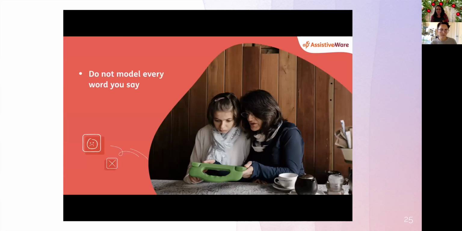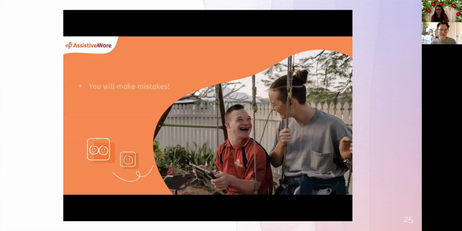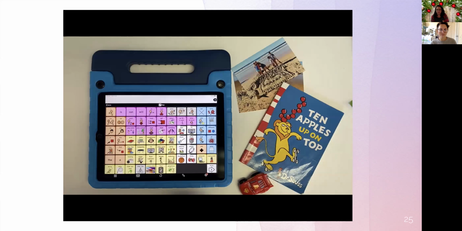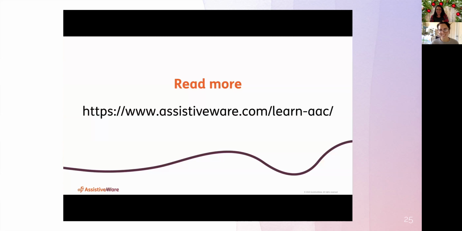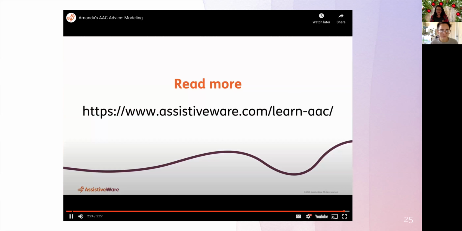You do not have to model every word that you say. And sometimes the grammar might be wrong. All these things are okay. Modeling does not need to be perfect. You will make mistakes. Every time the learner sees you model, it builds their knowledge. Your modeling will help them to learn how they can use words to communicate. Make it fun and enjoy the adventure. For more information, read our full article in Learn AAC.